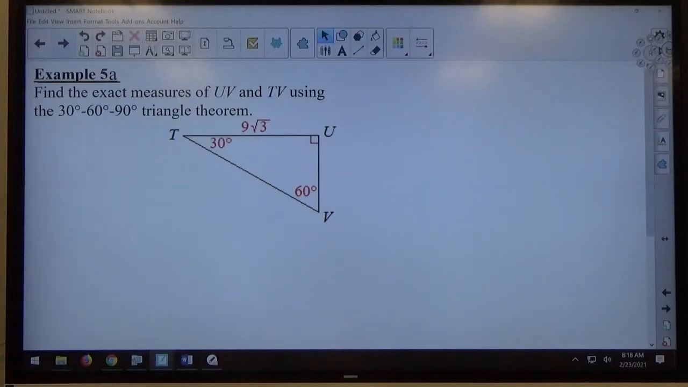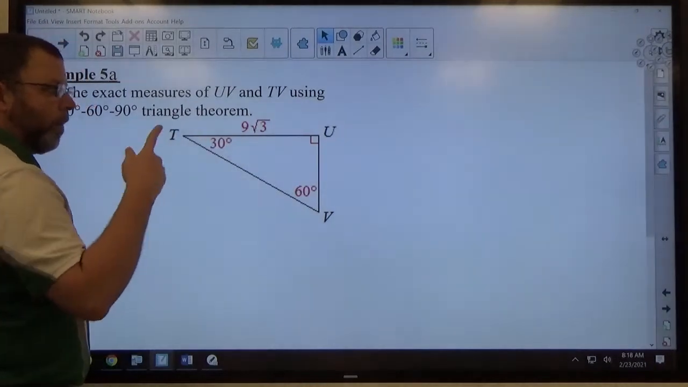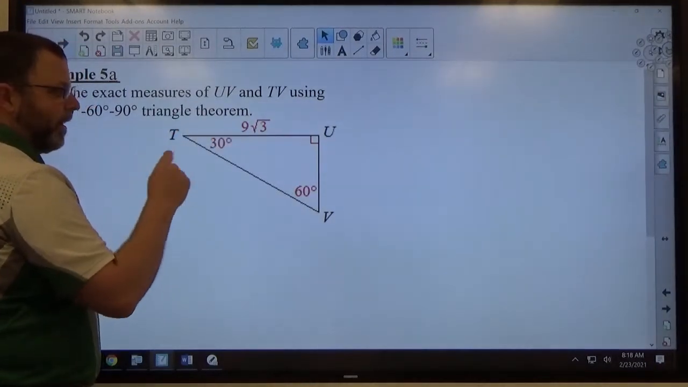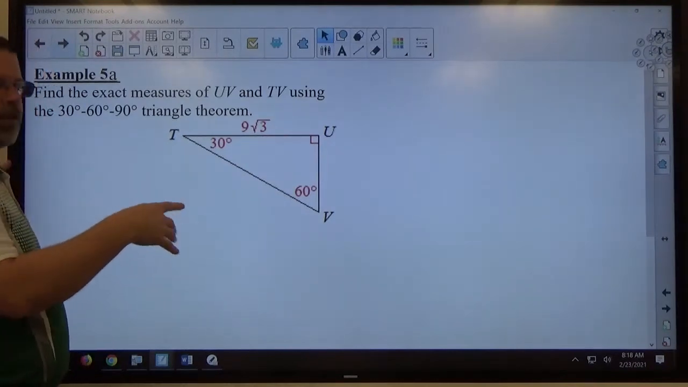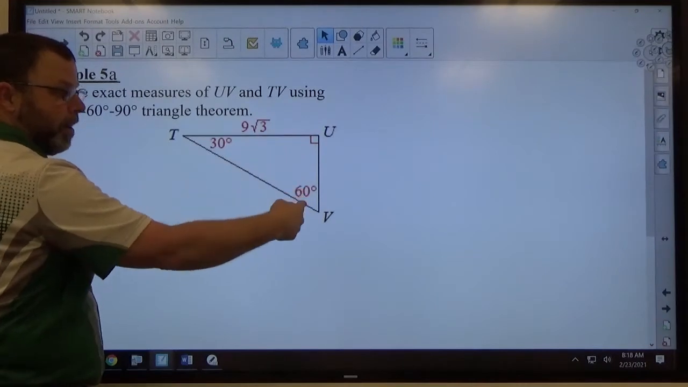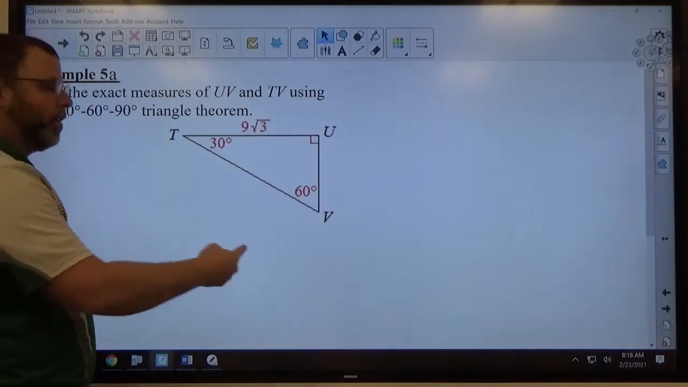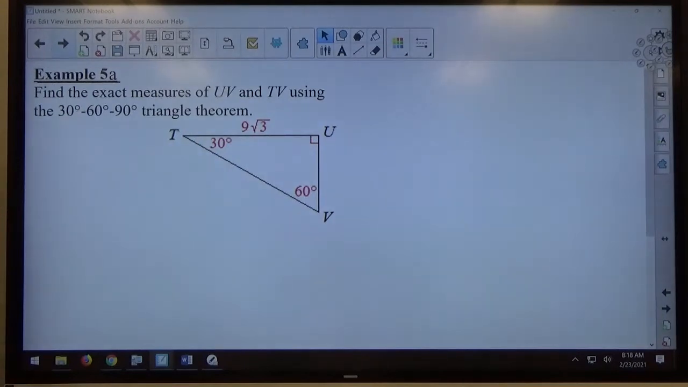So moving on to example 5, it says find the exact measures of UV and TV using the 30, 60, 90 triangle theorem. So as you can see, this is a 30, 60, 90 right triangle. Once again, the right angle is 90. If they give you a 30 or a 60, then you'd be able to find the others. So sometimes they'll say 30, 60, 90. Sometimes they'll just say 30, 90 and have you figure out it's a 60, or 60, 90, figure out it's a 30 because there's 180 in a triangle.